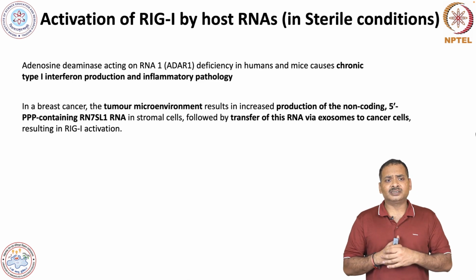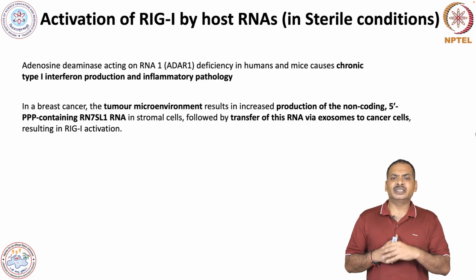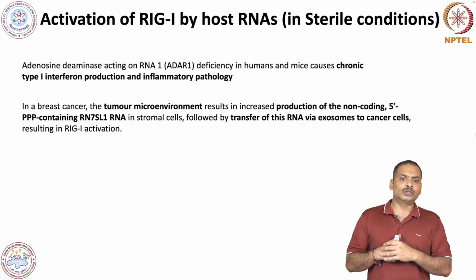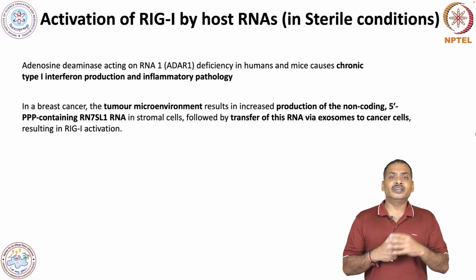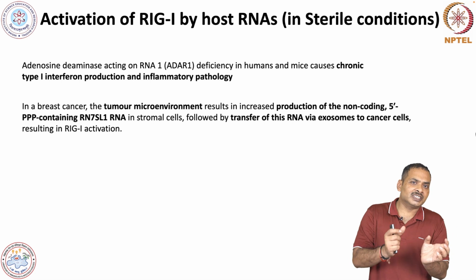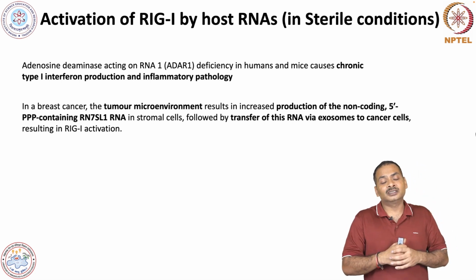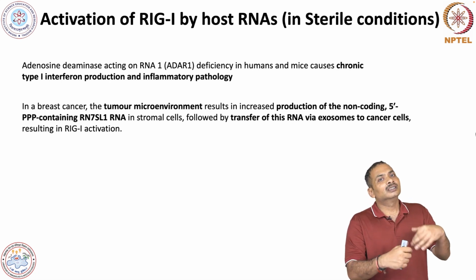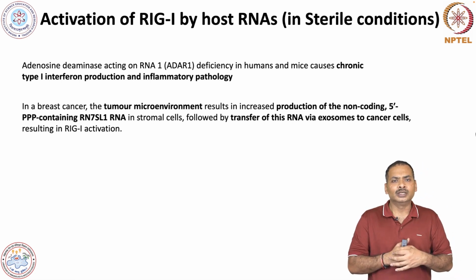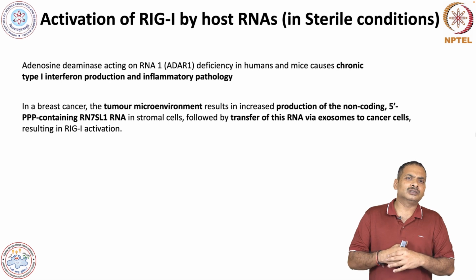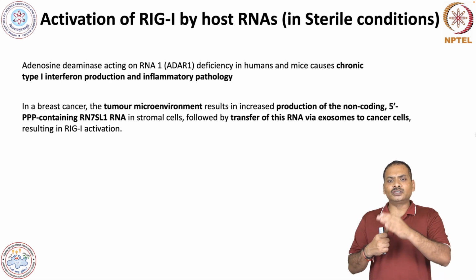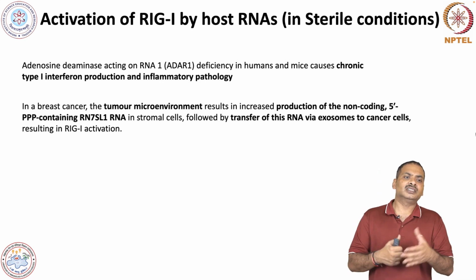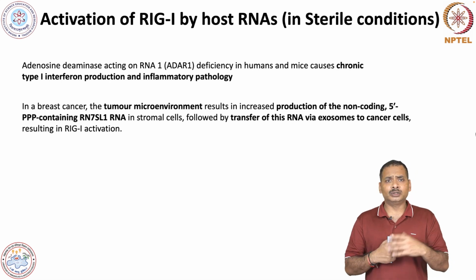There is evidence that in breast cancer the tumor microenvironment results in increased production of non-coding 5' triphosphate containing RNA, that is RN7SL1, in stromal cells, followed by transfer of this RNA via exosomes. Exosomes are vesicles released from cells, loaded with a variety of molecules, and the molecules present in exosomes tell about the health of the cell, or eventually the health of the host. In many scenarios exosomes are used for future diagnostics. So transfer of this RNA via exosomes to cancer cells results in activation of the RLR pathway, particularly RIG-I.